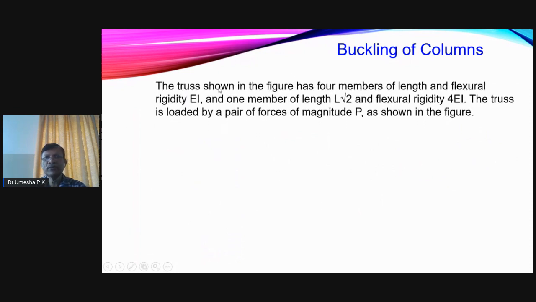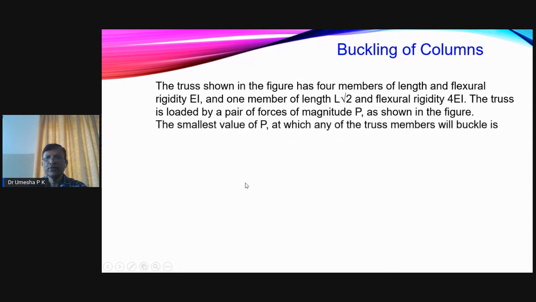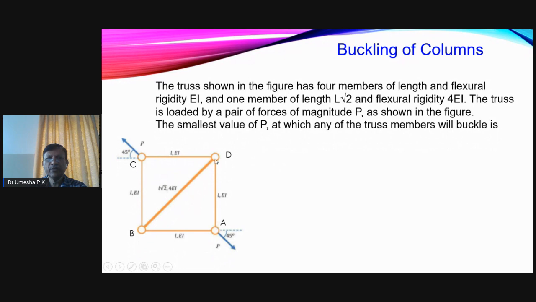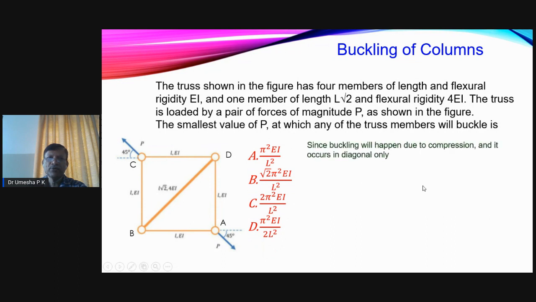We'll take another example. The truss problem. Here is shown in the figure four members of length and rigidity as shown. They want to know the smallest value of P at which any of the truss members will buckle. Since buckling will happen due to compression only, it occurs in the diagonal member only. Once you know that, you can calculate the diagonal member forces and all the values, and you will get 2 pi square EI by L square. Option C is the correct one.